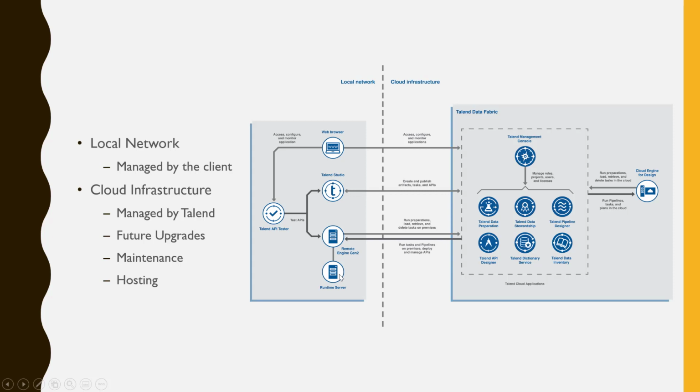So let's talk about the local network first, what it means. Whatever you see on the local network is managed by the client, whereas whatever you see on the right side is managed by Talend and hosted by Talend. As you can see here, cloud infrastructure is managed by Talend, future upgrades are done by Talend, maintenance is done by Talend, and hosting is done by Talend. The client is not responsible for anything you see on the right side, whereas on the left side, whatever you see has to be installed, set up, everything done by the client.